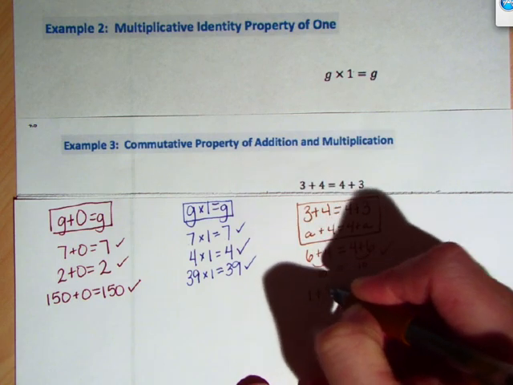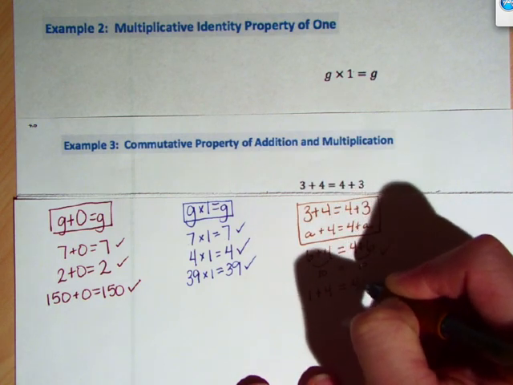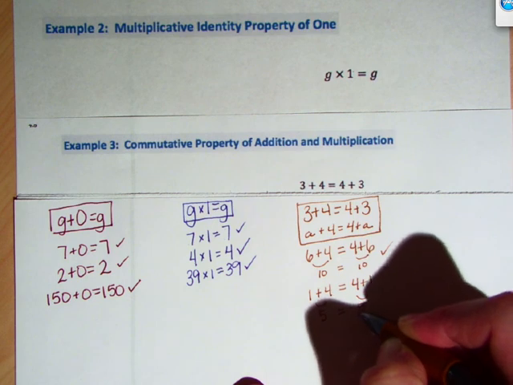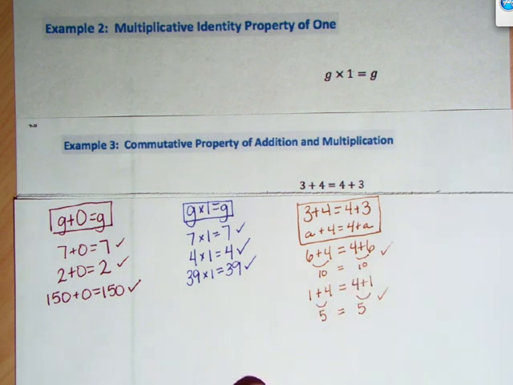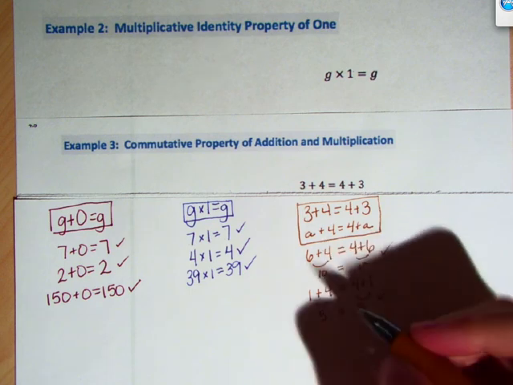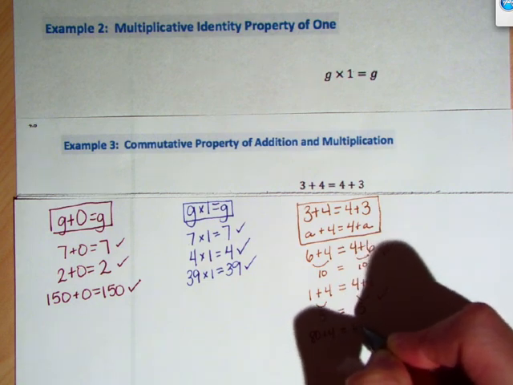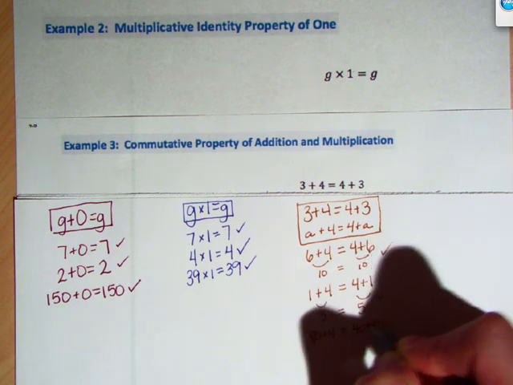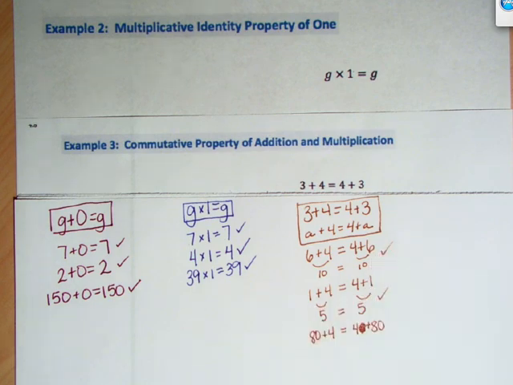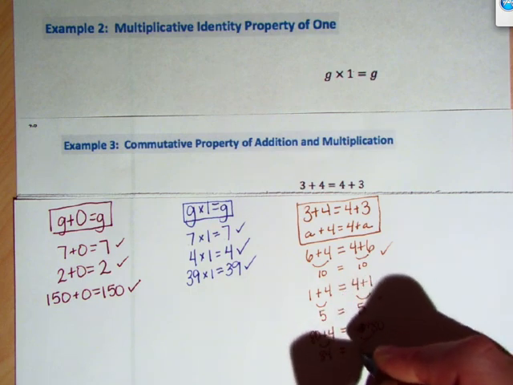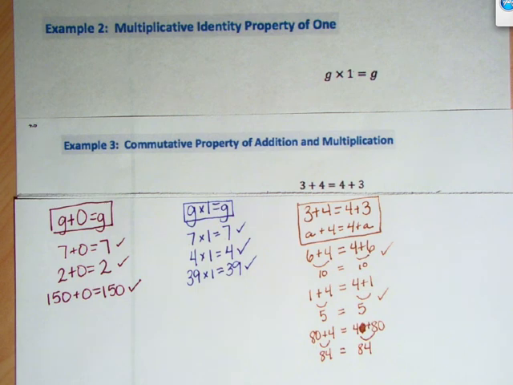All right, let's try replacing A with 1. So we'll have 1 plus 4 equals 4 plus 1. 1 plus 4 is 5. 4 plus 1 is 5. It works. I'm going to tell you it's going to work every time, just so you know. Let's try 80. It's a large number. 80 plus 4 equals 4 plus 80. Oops, I'm sorry. I had 40 there. Okay. 80 plus 4 equals 4 plus 80. Pretend that zero is not there. Okay. 80 plus 4 is 84. 4 plus 80 is 84. Is that true? Yes.